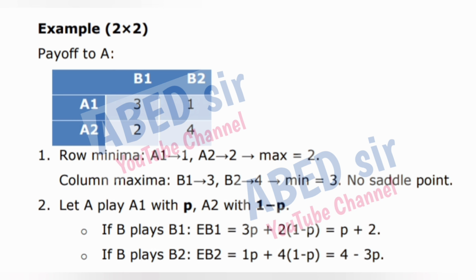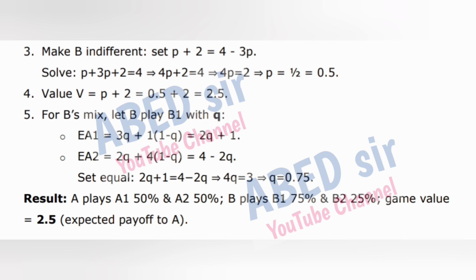If B plays B1, E(B1) = 3P + 2(1-P) = P + 2. If B plays B2, E(B2) = 1P + 4(1-P) = 4 - 3P. 3. Make B indifferent, set P + 2 = 4 - 3P. Solve. P + 3P + 2 = 4, 4P + 2 = 4, 4P = 2, P = 1/2 = 0.5. 4. Value V = P + 2 = 0.5 + 2 = 2.5.